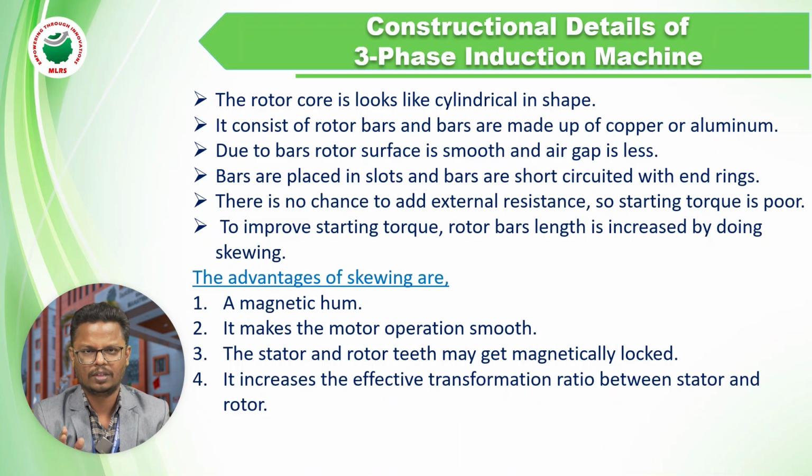Why? Because the starting torque is proportional to the resistance of the rotor. So to improve the starting torque, we have to increase the starting resistance. To do that, we increase the length of the bars. When we increase the length of the bars, the resistance will increase. R is equal to rho L by A, so R is directly proportional to L. When length increases, the resistance increases.